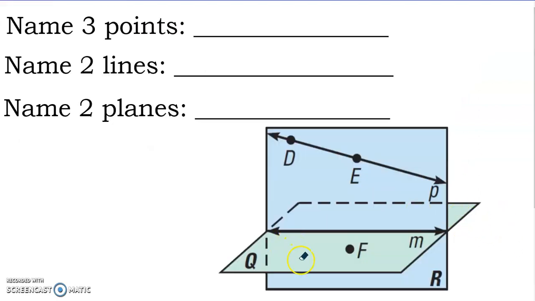So name 3 points. We have 3 points here, D, E, and F. So to name a point, we use a capital letter. So D, comma E, comma F. Those are our 3 separate points. Name 2 lines. We have line P, that's our lowercase script letter, and we have to write the word line. And then we also have line M.